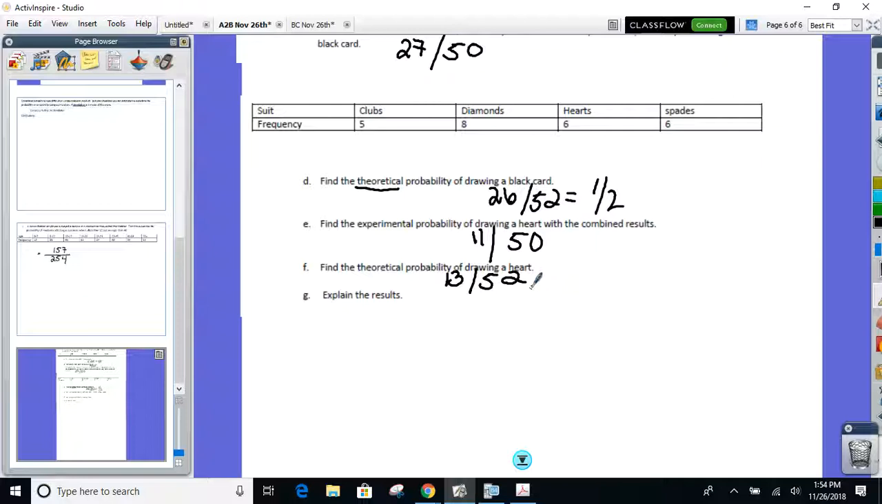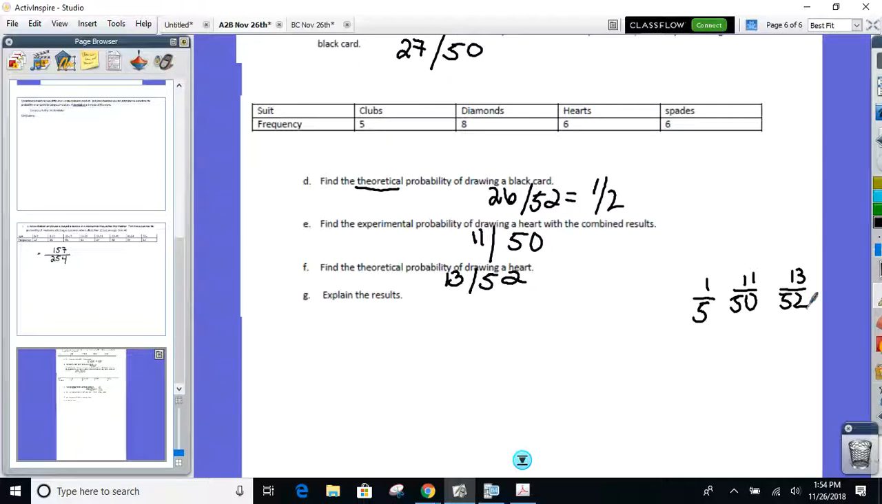All right, now it says explain your results. Everyone have a calculator ready. When he did a single trial, go back up to our answers on parts A and B. What did we say in part A was the experimental probability he drew a heart? 1 out of 5, right? When he did a second one and combined them, what was my probability of getting a heart? 11 out of 50. And then what was the theoretical probability of getting a heart? What should it be?